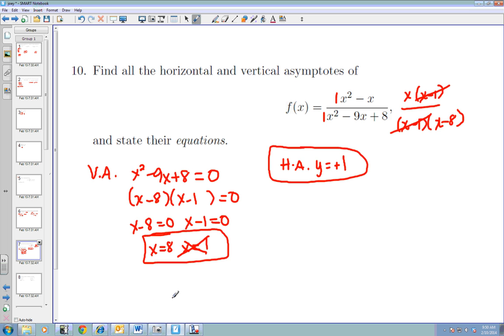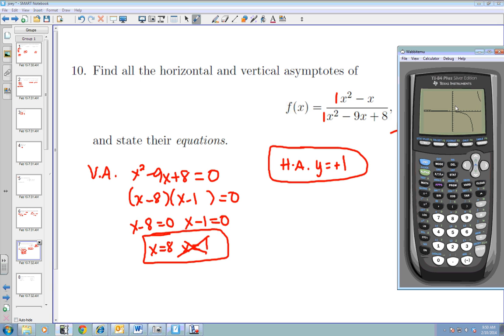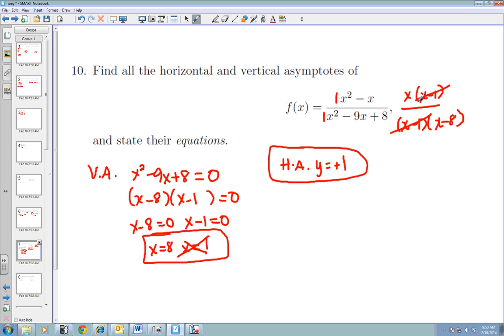If you look at your graph, I still have a horizontal asymptote at 1 because it flattens out. But always factor first, cancel anything out. Whatever cancels, that's where you have a hole in your graph. And so now I only have one vertical asymptote at x equals 8.